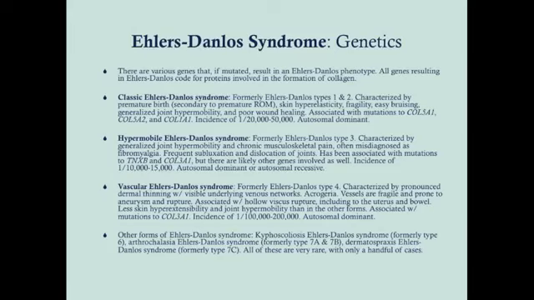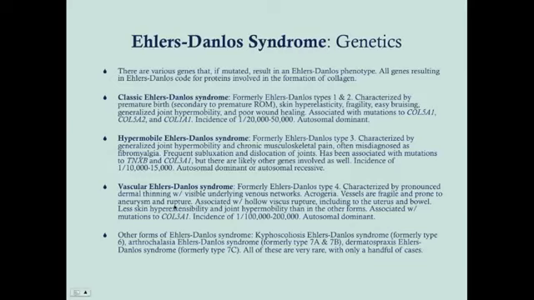Hypermobile Ehlers Danlos syndrome is formerly the type 3 Ehlers Danlos, and this is characterized by significant joint hypermobility as well as chronic pain, and it's often misdiagnosed as fibromyalgia. You'll also see frequent subluxation and dislocation of joints. This has been associated with mutations of tenascin and type 3 collagen, but there's probably other genes involved, and really these are just based off of case reports.